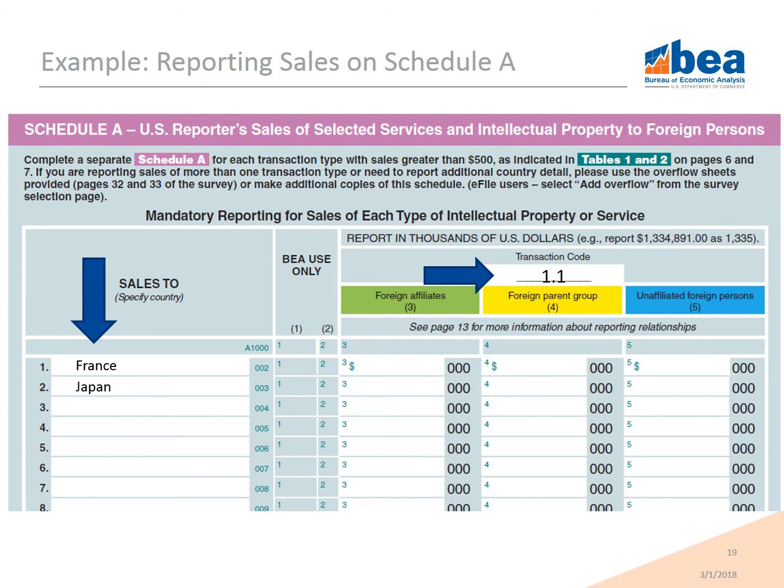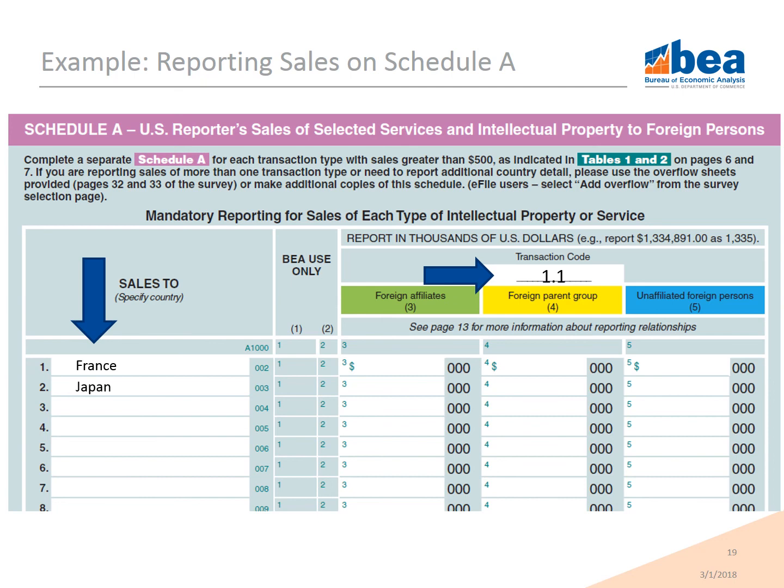Columns 3, 4, and 5 of the schedule correspond with the U.S. reporter's relationship to the foreign purchaser. Foreign persons fall into 3 groups: foreign affiliates, column 3, the foreign parent group, column 4, and unaffiliated foreign persons, column 5. For more information about reporting relationships, see page 12 of the survey.